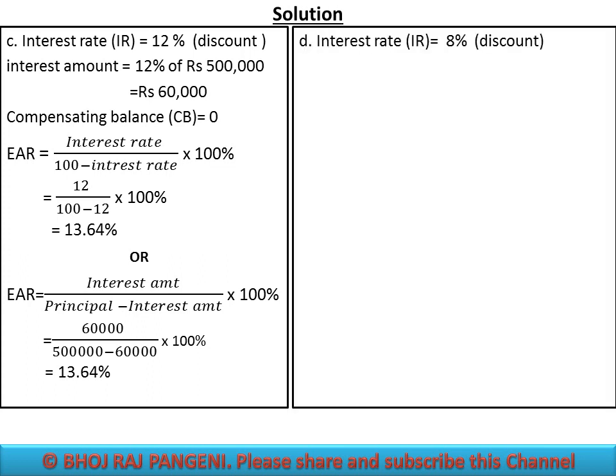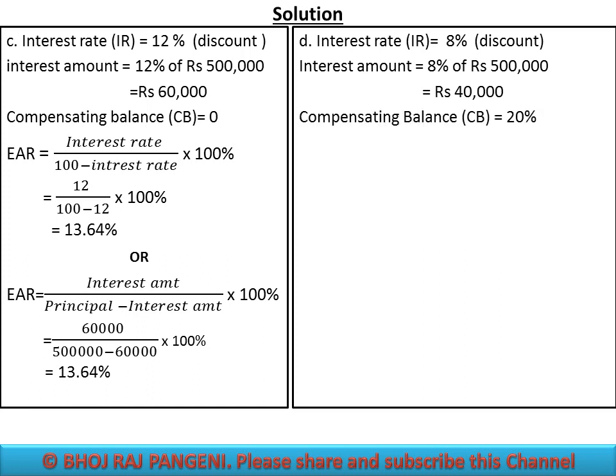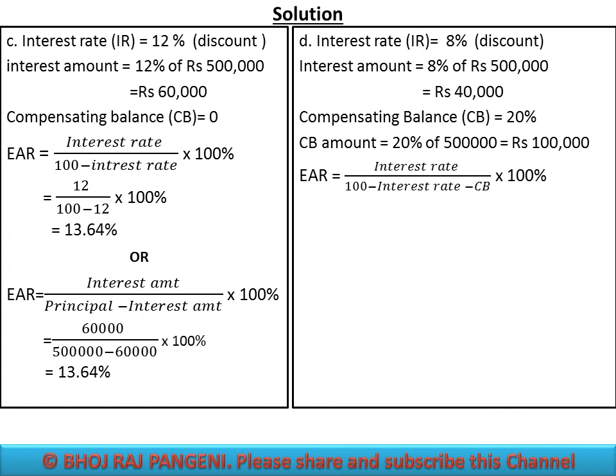Then part D, interest rate IR equals 8%, that is the discount interest rate, and the interest amount is 8% of 5 lakh, that is 40,000, and the compensating balance is given in the question, that is 20%. The CB amount is 20% of 500,000, that is rupees 100,000, 1 lakh. Then the EAR equals the interest rate divided by 100 minus interest rate minus CB rate. So 8 divided by 100 minus 8 minus 20 into 100%, that is 11.11%. 11% is our EAR.